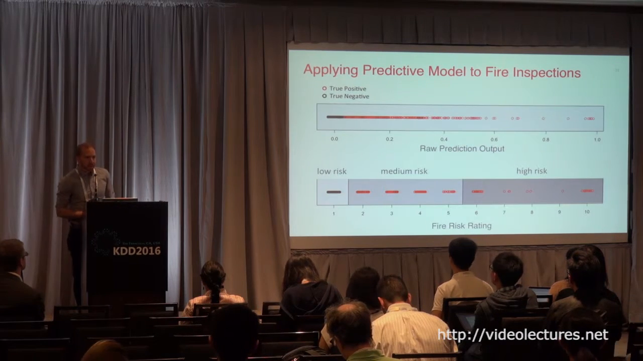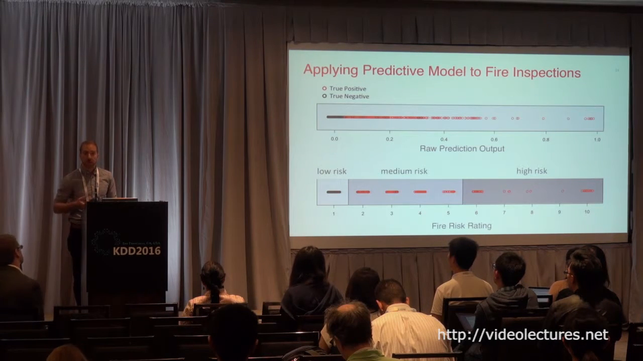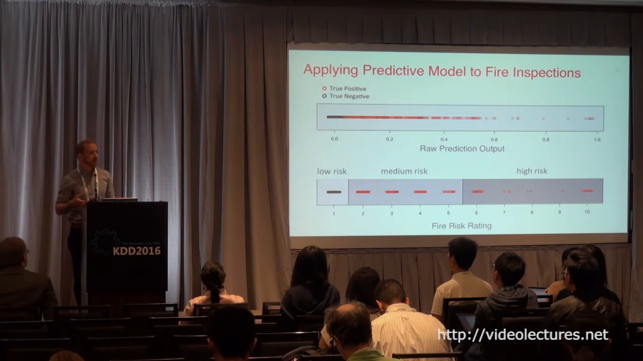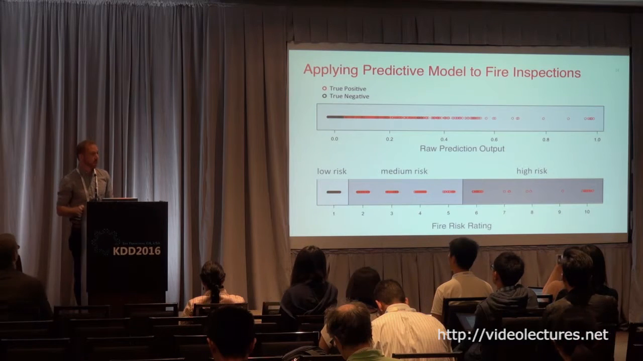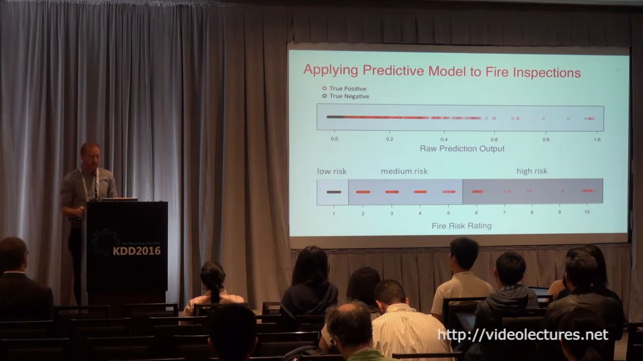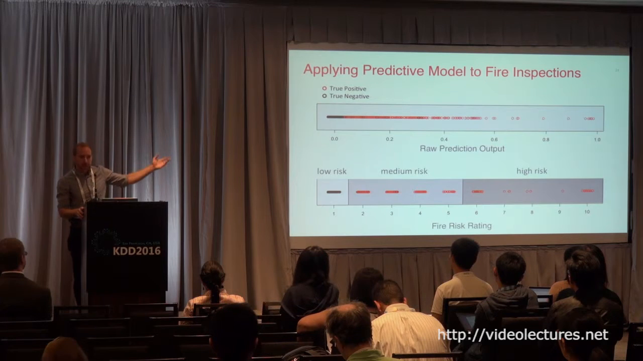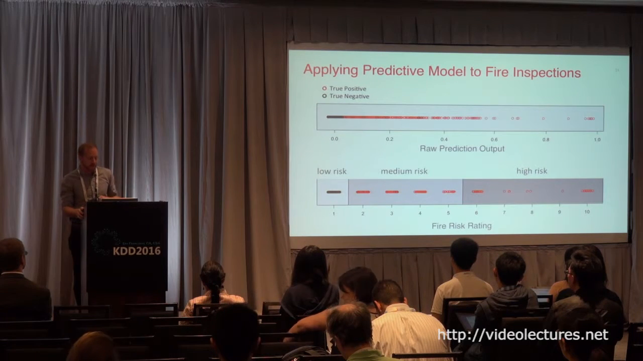So as Shang mentioned, we wanted to be able to actually use this fire risk score to help the Atlanta fire inspectors improve and prioritize their inspection process. So we used the results from the SVM model, the most accurate performing model that we had, to obtain the raw prediction output of their likelihood of having a fire.